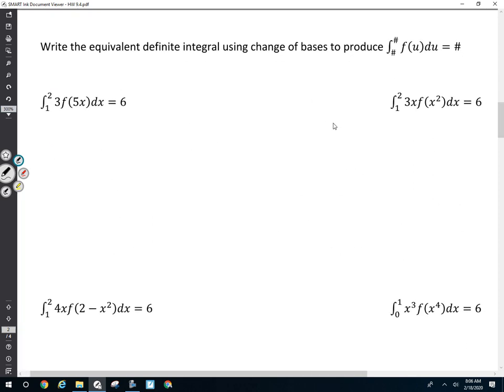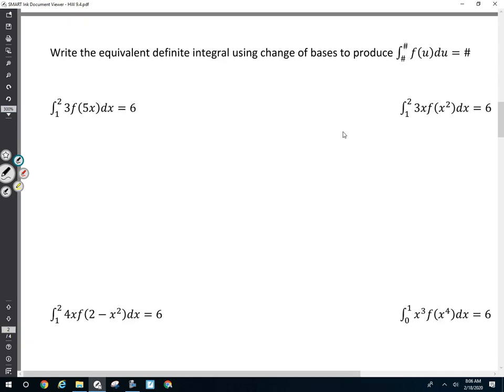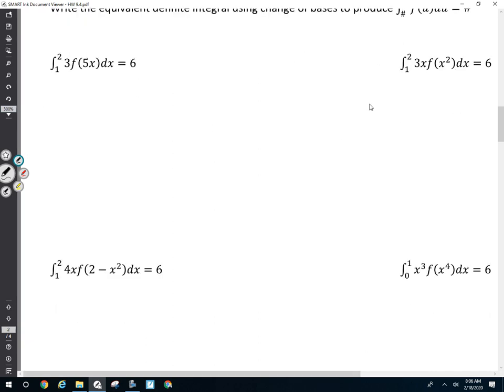Write the equivalent definite integral using change of bases to produce an integral from a number to a number of f of u du equals a number. Okay, our goal is to replace this 5x with a u. Now let's just go ahead and start by doing that and see what happens. So I get u equals 5x, so that's going to replace it with a u. But I go through the whole process. du is equal to 5 dx. dx is equal to 1/5 du.